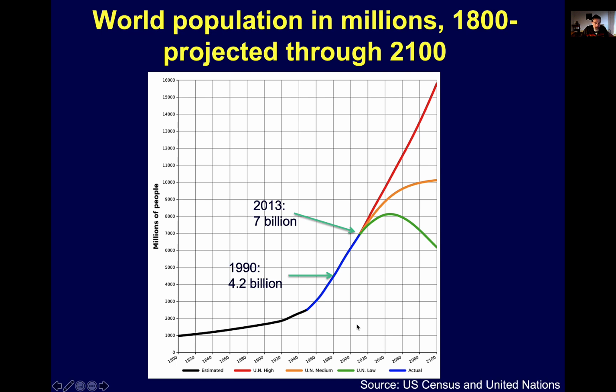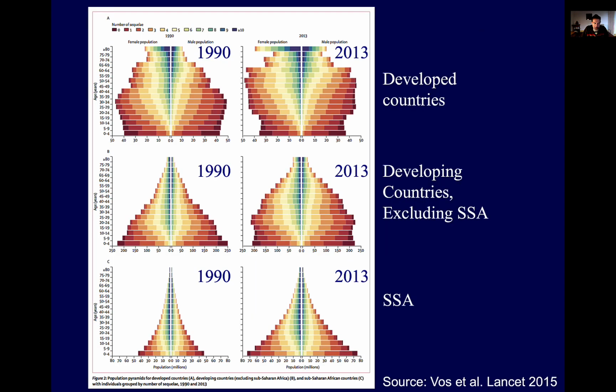So we have a very large increase in the number of people. And so this will help to increase the absolute number of deaths that occur because there are more people at risk of death. At the same time, the population age structure has changed.